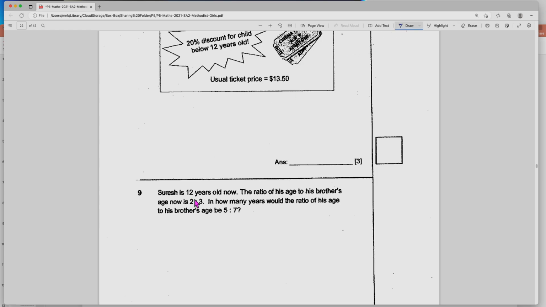So Suresh is 12 years old and the ratio of his age to his brother's is 2U to 3U. So 2U is 12. So 3U is how much? 18. So his brother is 18. And then in how many years would the ratio of their ages be 5U to 7U? So that means after how many years, the ratio will be 5U to 7U.